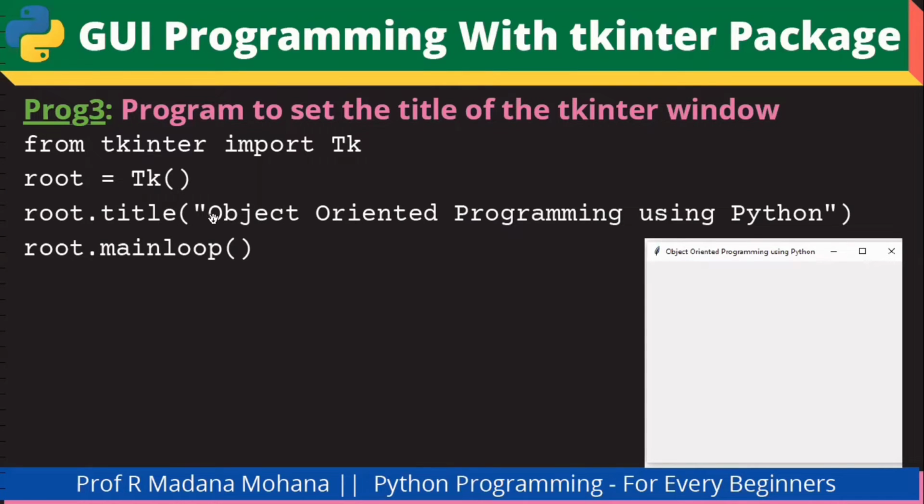For example, here the title is object-oriented programming using Python, or Python programming for every beginner. Whatever title you want, you can enter. Then root.mainloop remains the same. Now whenever you run this program, you can see the output. This is the window. Earlier you had Tk, now that is changed to object-oriented programming using Python. So our customized title is displayed here. Like that you can set the title of the tkinter window, whatever title you want.